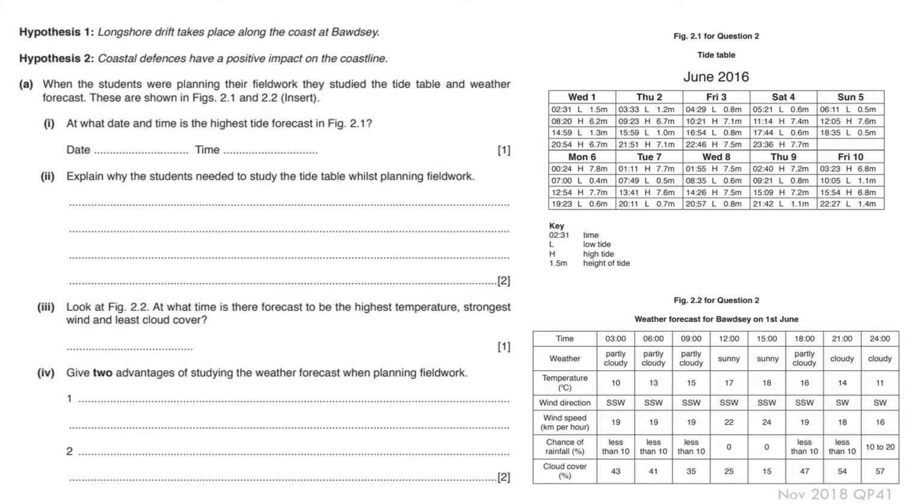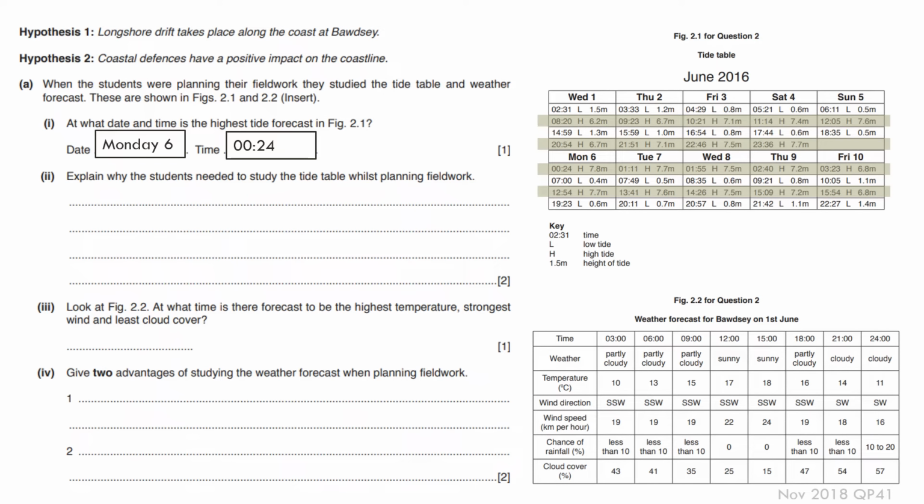When there's high tide, the beach is going to be covered. When there's low tide, more of the beach is available. For this question, I would highlight all of the rows that have H for high tides, and then identify the highest one. So we've got Monday the 6th of June at 24 minutes past midnight.